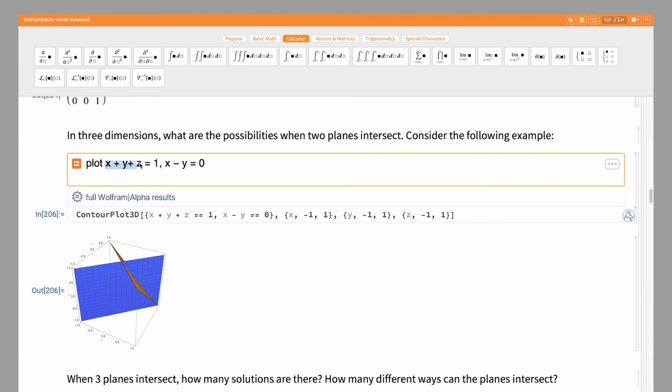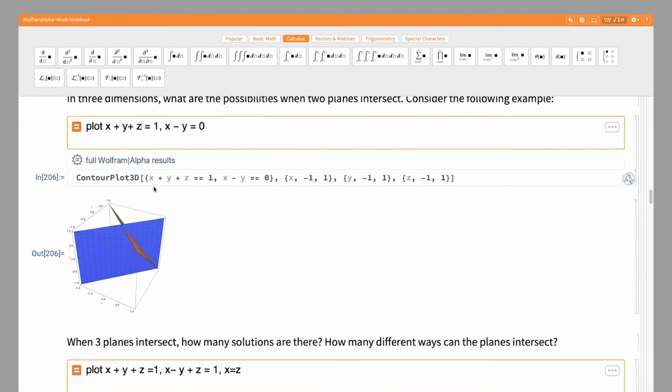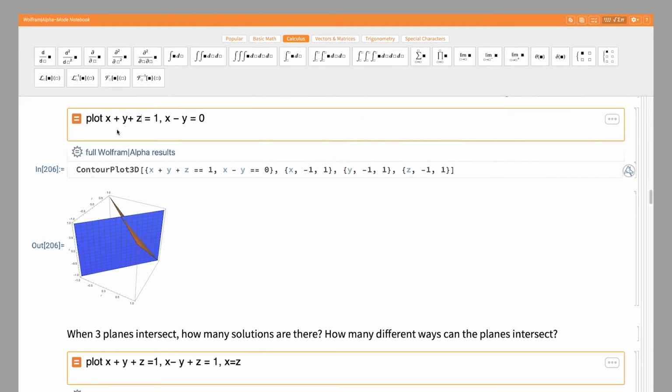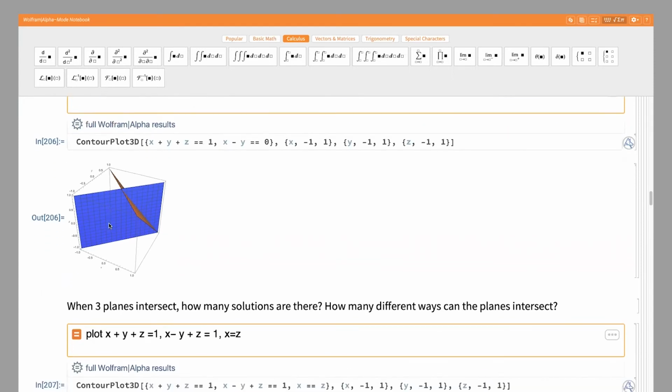So you have the equation. Usually you start with an equation. You may start with substitution. You may start with elimination. But what technology allows you to do is visualize what that looks like. So you have these two planes, x plus y plus z equals 1 and x minus y equals 0, and they intersect. And where are they intersecting along here? So you can see where they are intersecting.